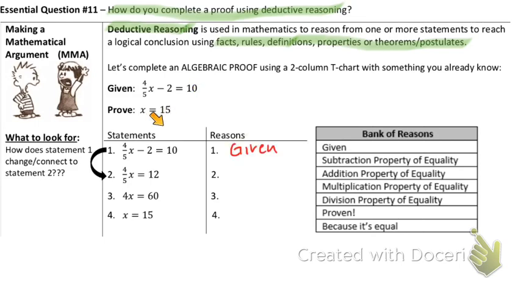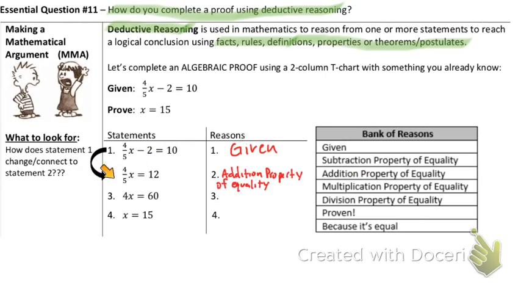Now from statement 1 to statement 2, we have to figure out what happened. If you notice, we actually added 2 to both sides, and we got this. The reason we did that is a property called the addition property of equality. This is the hard part, understanding and knowing all these properties.